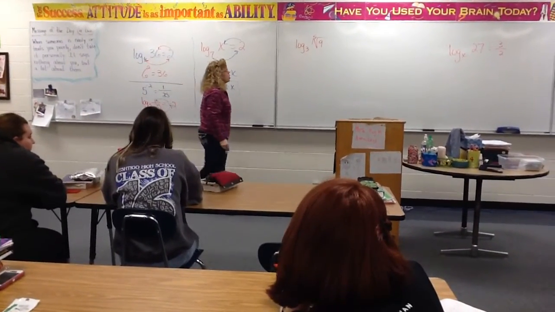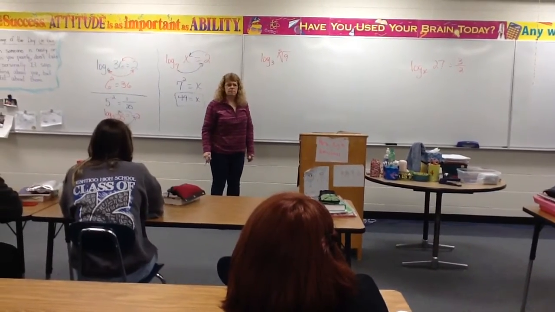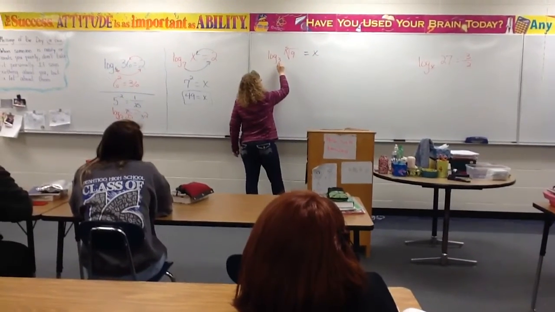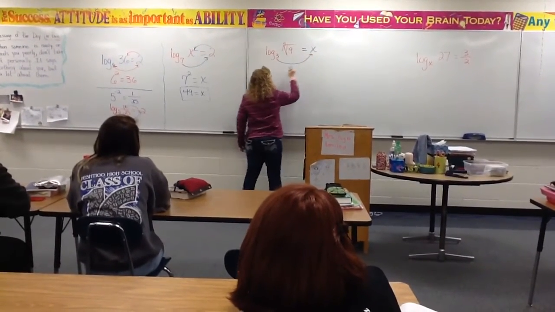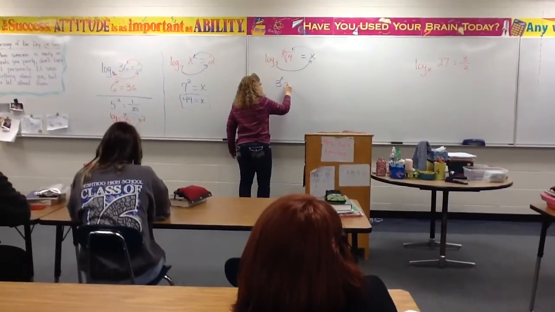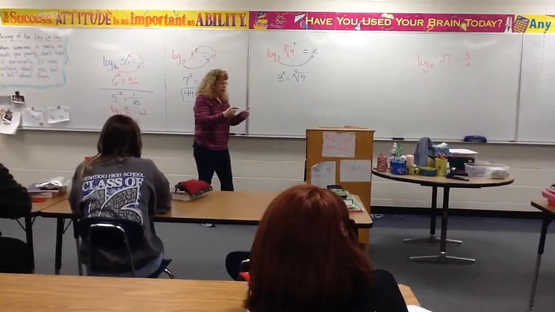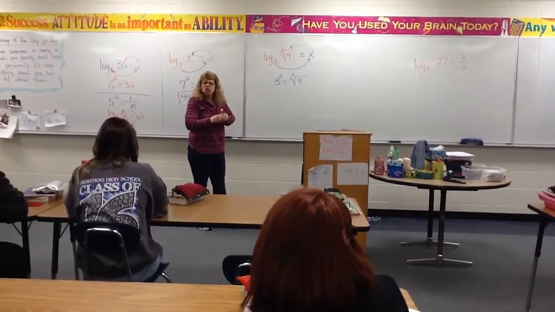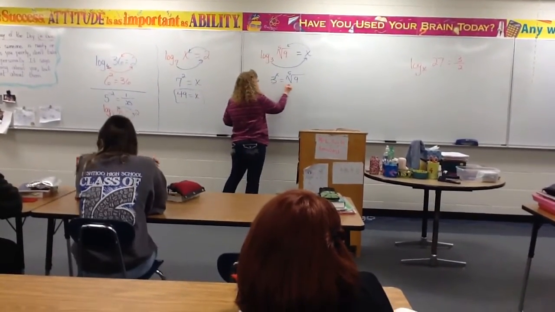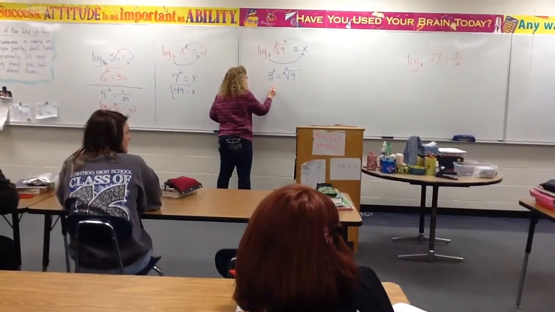Same thing with this one, only what did you have to do before you tried to solve it? Set it equal to x, right. So set it equal to x and then do your loop. 3 to the x power equals the 5th root of 9. How do we solve that? We have to get like bases. And in this case, what's our like base going to be? 3. This one's already a 3.